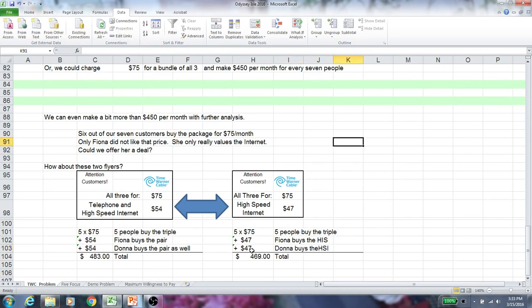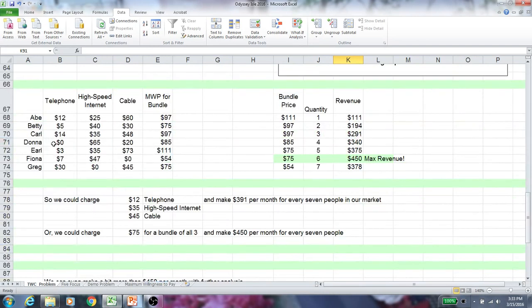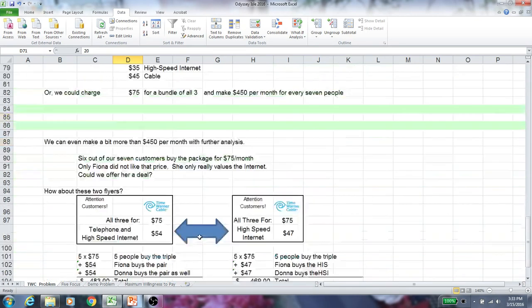But because Donna would rather just get internet, that's what she really wants, and she's getting it for $47 as a deal, the difference in price, which is $28, is not worth it. Up here, Donna, she's not willing to pay $28 for telephone and cable added on. It's only worth $20 to her, so she's not going to buy it. She'll just buy the internet for $47.